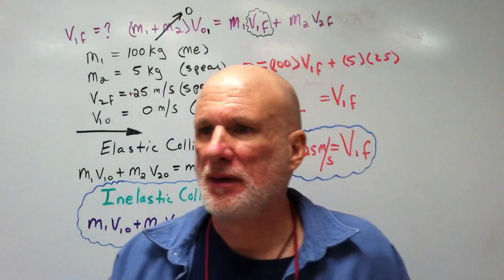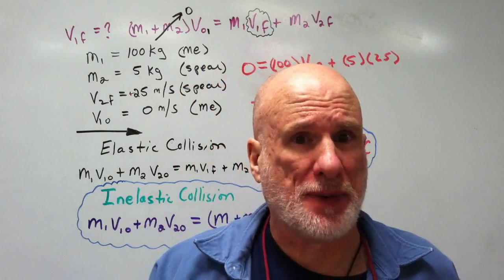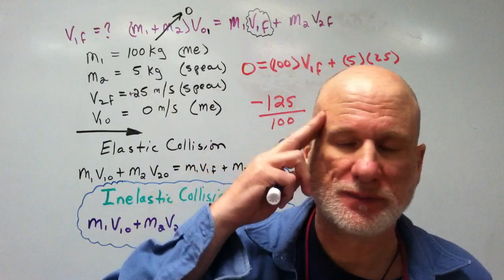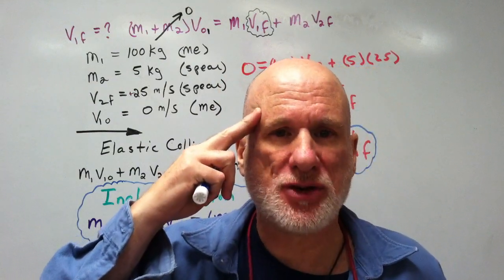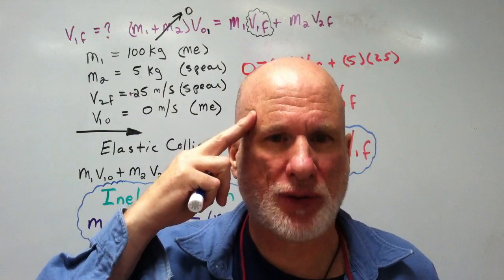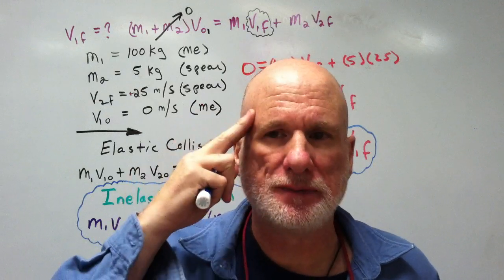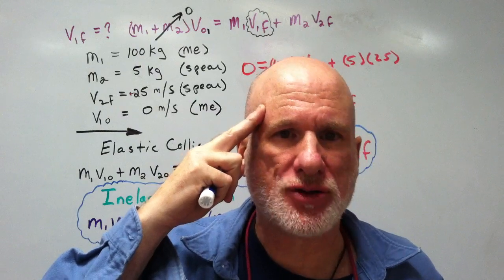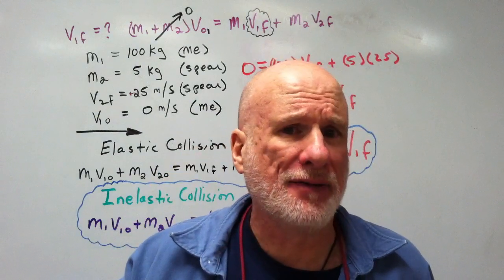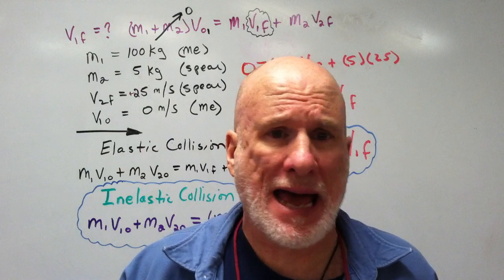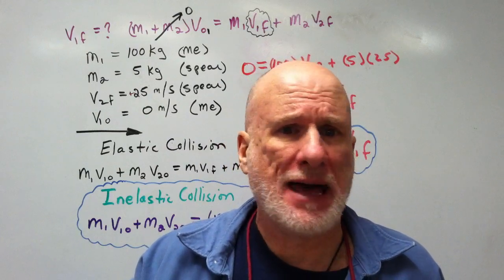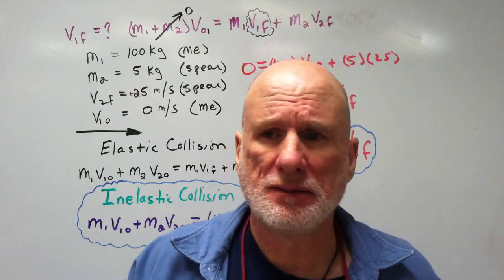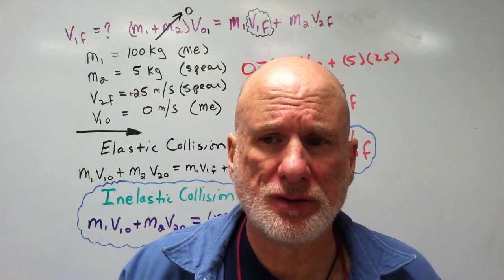Now, this problem looks impossible, but it's not. Look, conservation of momentum. This is the trick. Are you wondering what the trick is? You have to keep your values straight. All you have are M's and V's. You have initials and finals. That's it. You have ones and twos.